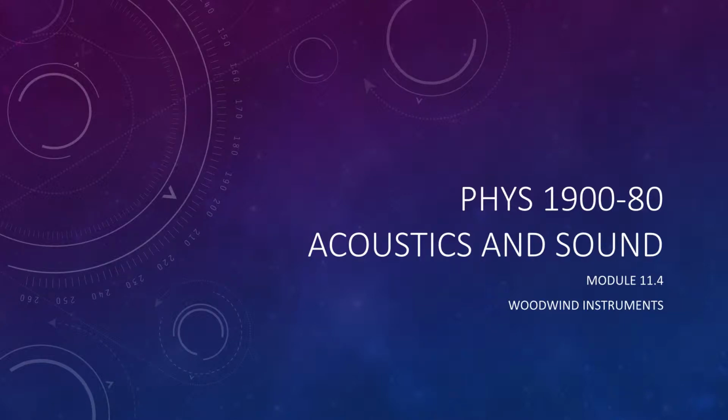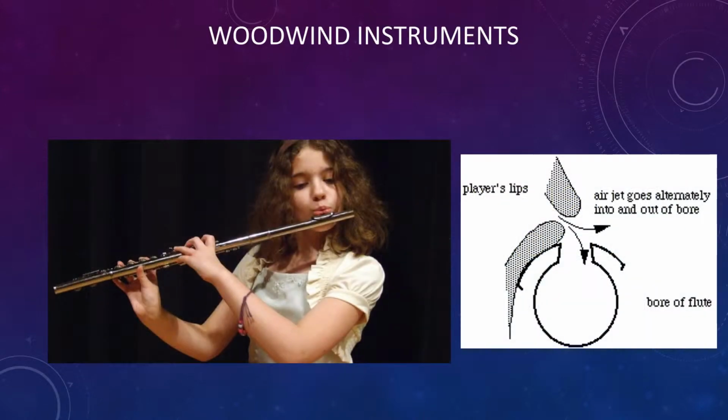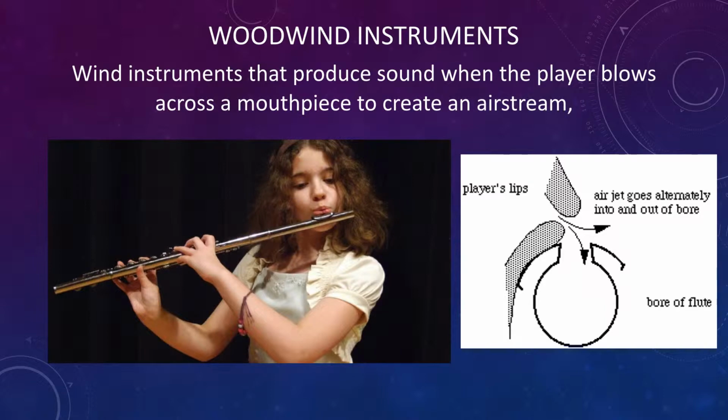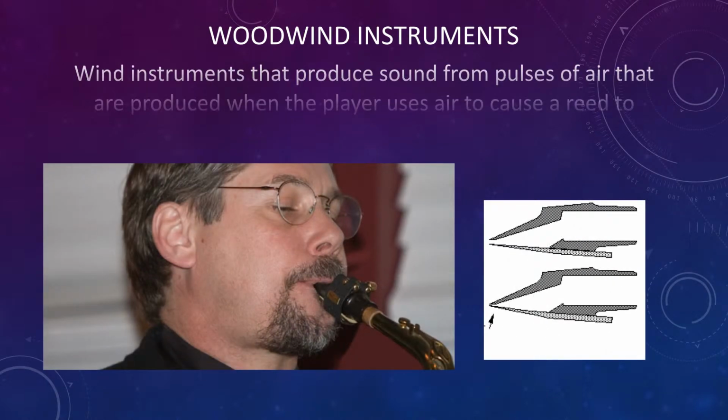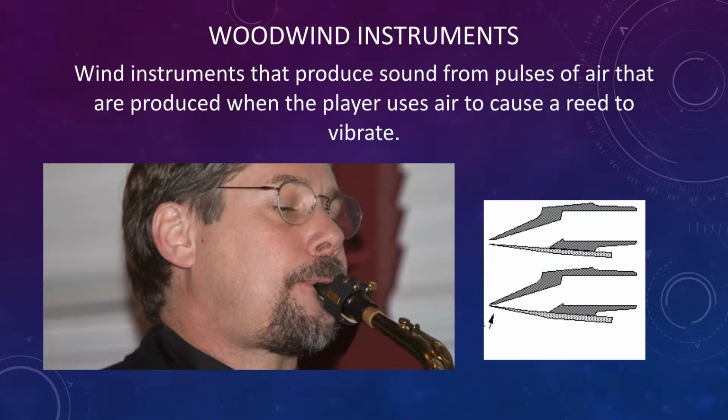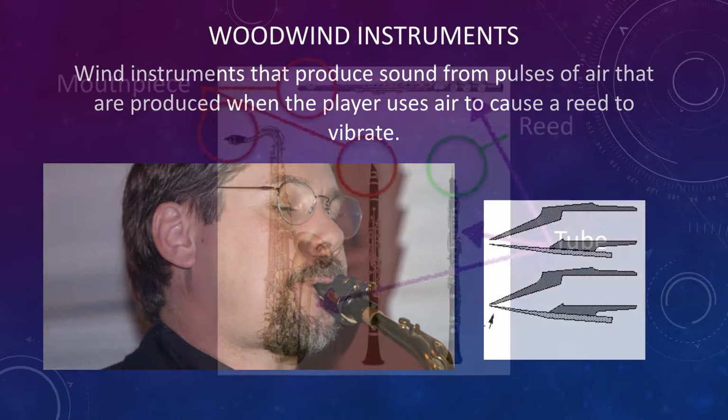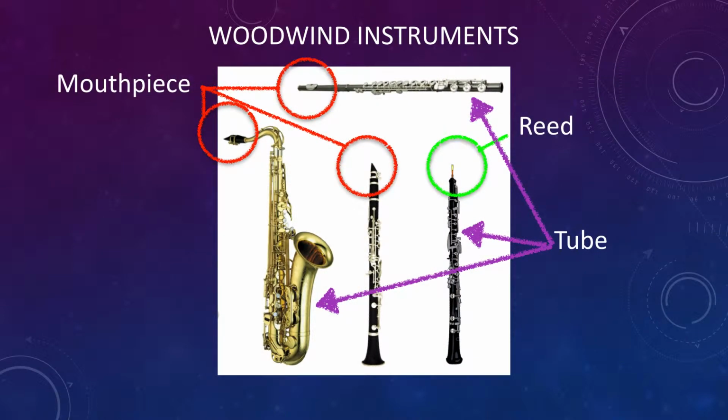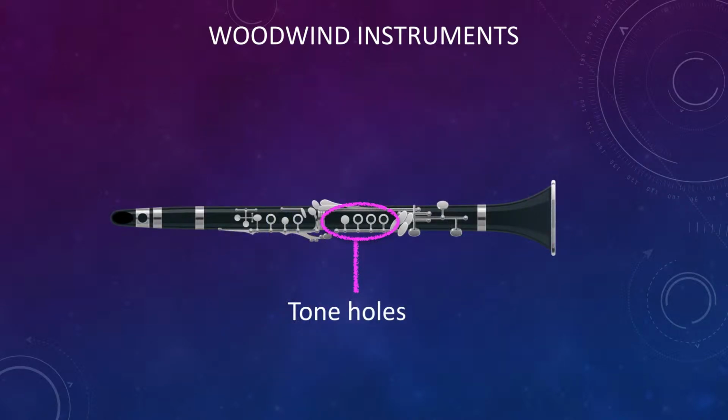Module 11.4, Woodwind Instruments. The woodwind instrument family comprises wind instruments that produce sound when the player blows across a mouthpiece to create an airstream, or from pulses of air that are produced when the player uses air to cause a reed to vibrate. The mouthpiece or reed is connected to a tube that is made of wood, metal, or plastic. Along the length of the tube are tone holes.